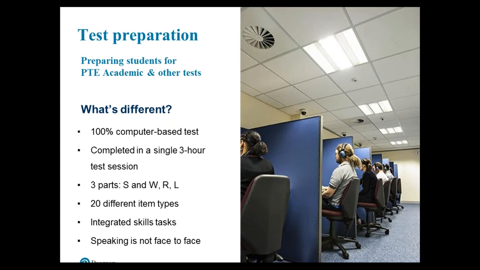There are 3 parts: speaking and writing, reading, and listening, so not 4 parts as in IELTS. There are 20 different item types. All test takers will do all 20 item types in the same order in all forms of the test. The item types are designed to elicit different performance features and test different traits. There are integrated skills tasks. 11 of the 20 item types are integrated skills, which means more than one skill is needed to complete a task, and this contributes to scores on both skills, for example, reading and writing or listening and speaking.